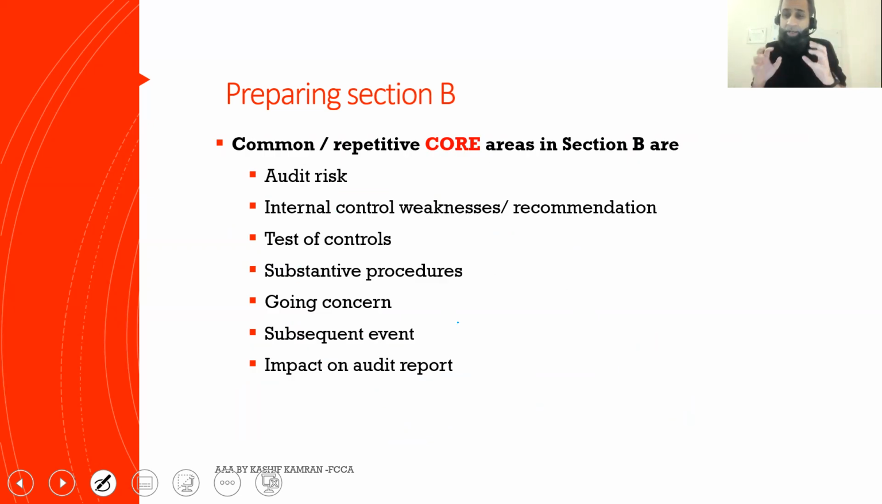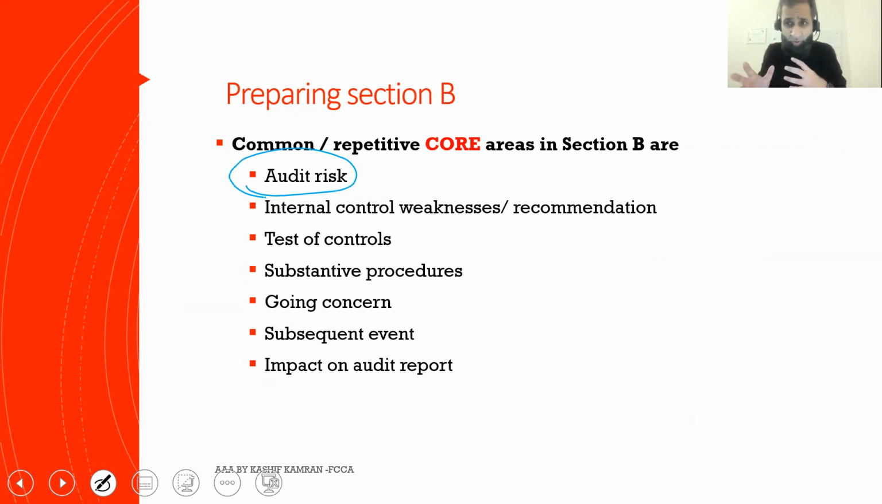Now, when you look at Section B, which is 70% of the paper, and you practice past papers, like 7 to 8 past papers, you will realize yourself that there is a lot of repetition when it comes to the topics in Section B of the paper. Mostly, you will definitely get a question on audit risk, where you need to evaluate the audit risk, like 7 to 8.